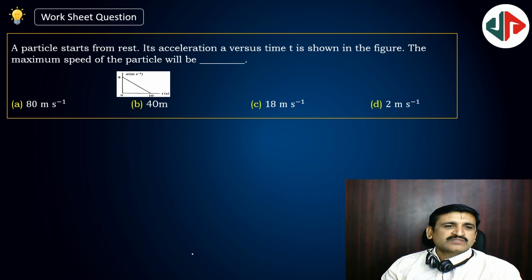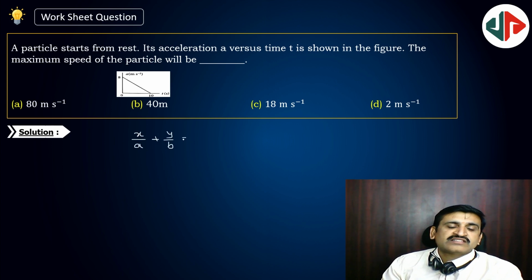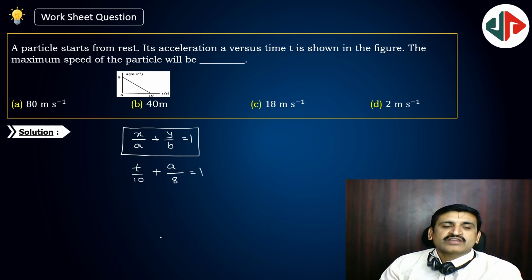Because we want the maximum speed of the particle, you have to use the maxima-minima concept. Actually, you need to obtain an equation for that. We have x by a plus y by b equal to 1 as the standard equation, the slope form. On the x-axis is time by 10 seconds, plus on the y-axis acceleration by 8 is equal to 1. So we got an expression.